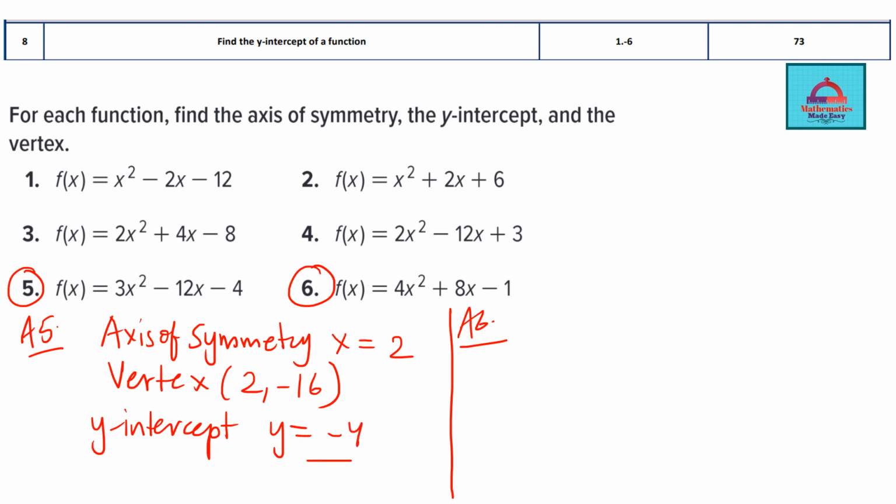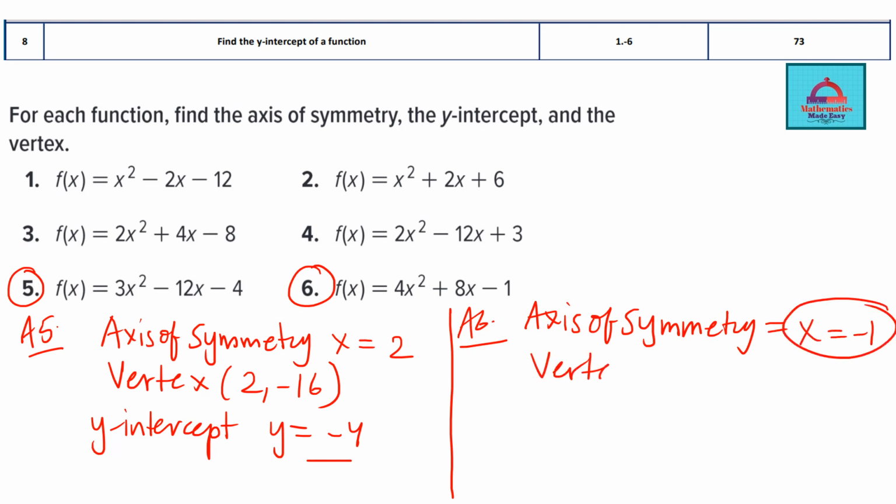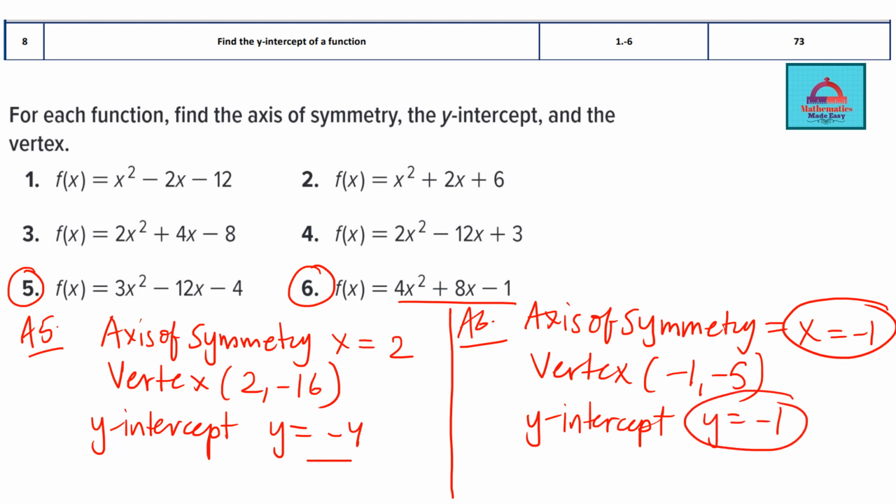And for the last question 6, we have the axis of symmetry, which we calculate by the formula x equal to minus b by 2a, given by x equal to minus 1. The vertex, which you get by substituting this value back in the equation, is (minus 1, minus 5). And finally your y-intercept is going to be y equal to minus 1. So that completes all the questions for learning objective 8.